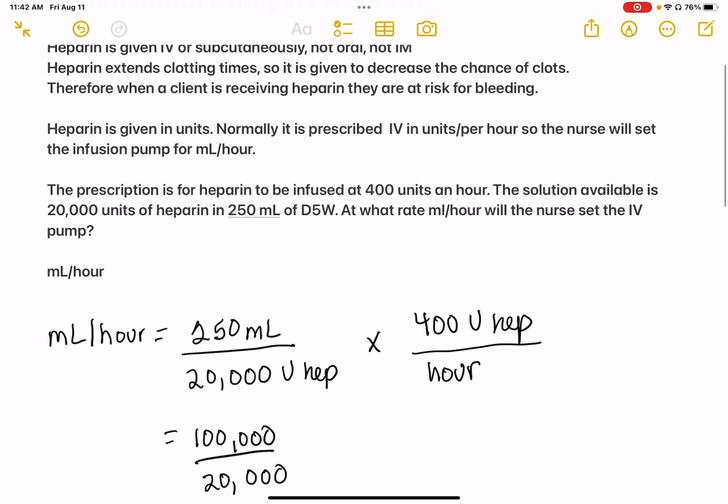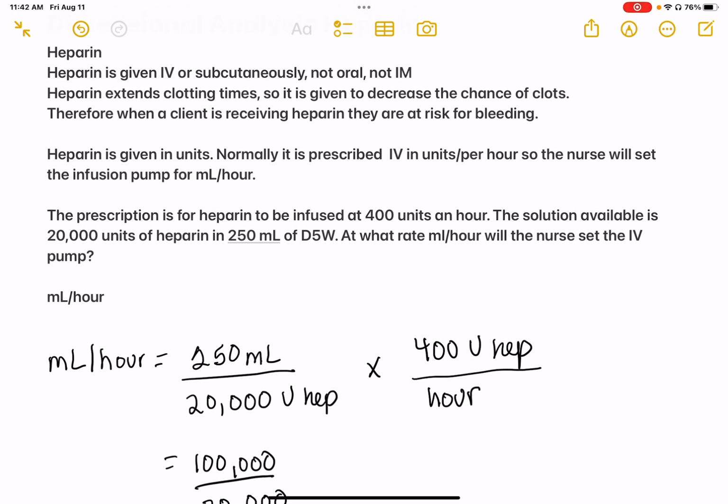Once again, you want to put the mLs per hour on that left side. And you see here, you look again in your problem, we're trying to find milliliters. And yes, we have 250 milliliters, and we have 20,000 units of heparin in that. So that is your first number you want to put down, and then you want to multiply that. You've got to get rid of units of heparin. We want milliliters, so I'll circle that.